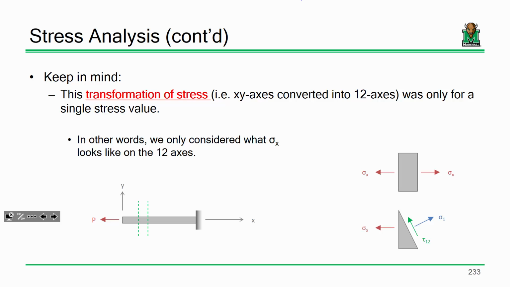That's essentially what we're doing here. Transforming a stress value from one set of coordinates to another set of coordinates. That's really what's going on. Everybody okay with that? So far, so good.